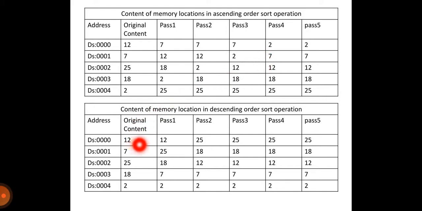Then 7 is compared with 2, 2 comes first, and then 7. In the descending order, 12 is compared with 7, no change, 7 is compared with 25, change, 25 comes first, then 7 is compared with 18, change, 18 comes first, then 7 is compared with 2, 7 comes first. Then 12 is compared with 25, 25 comes first. 12 is compared with 18, 18 comes first. 12 is compared with 7, no change. So here in the second pass we have got a descending order sorted array.